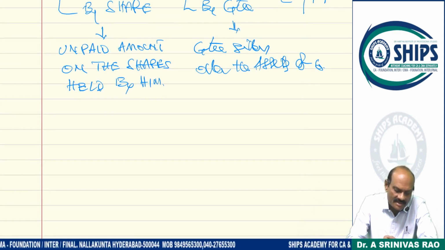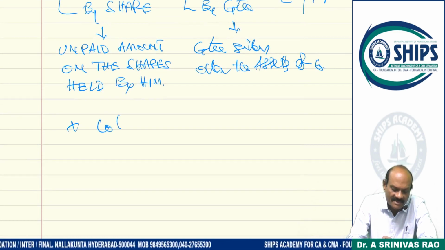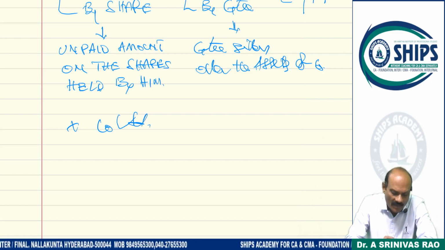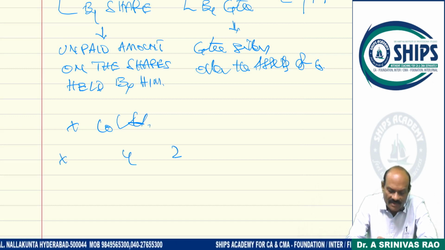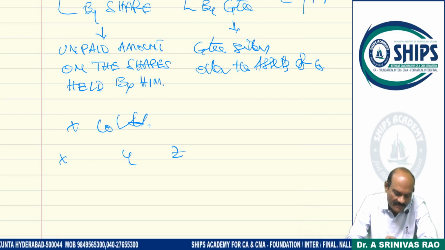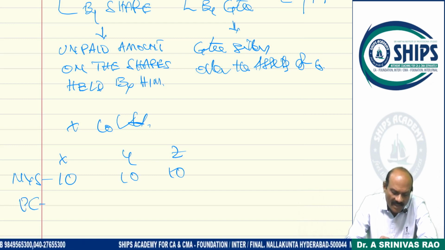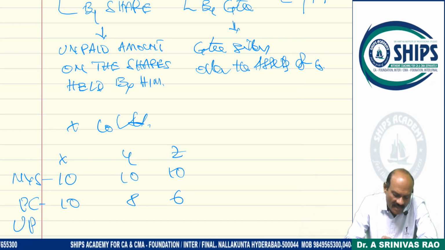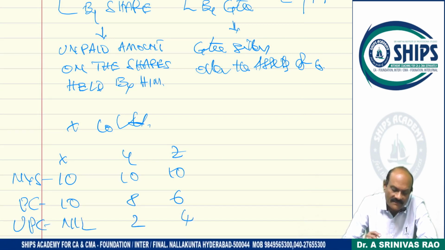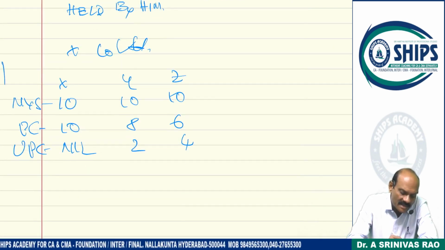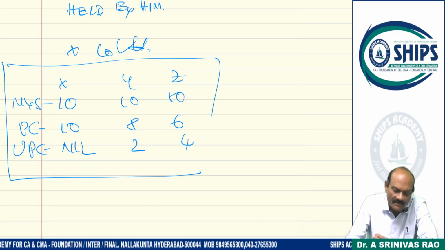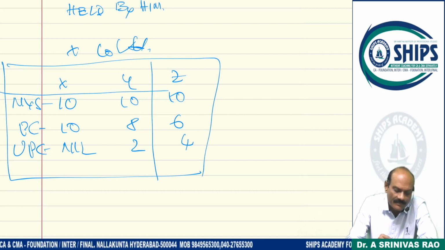To understand this, one simplest example, guys. X Company Limited. We have three shareholders, say X, Y, Z. Some of you know this example, guys. The nominal value of the share is 10 rupees each. Paid up capital is 10 rupees, 8 rupees, and 6 rupees. What is the unpaid capital? Here it is nil, here it is 2, here it is 4. What is the liability of the members?